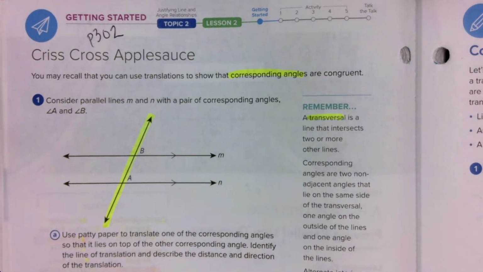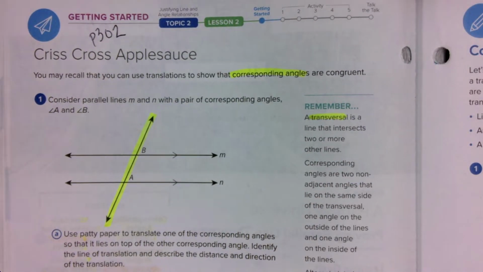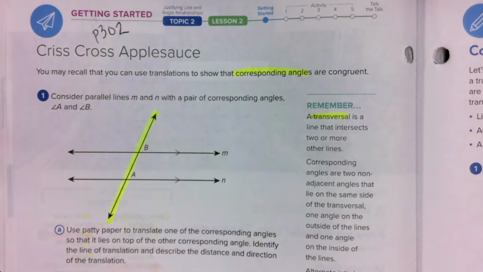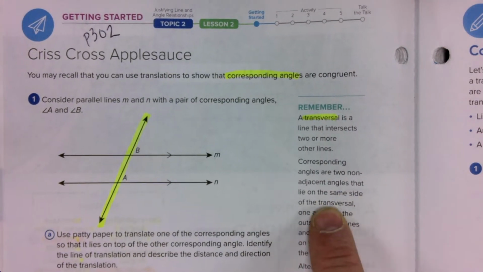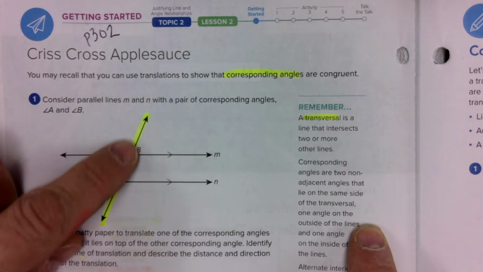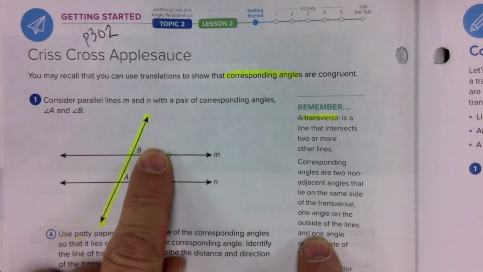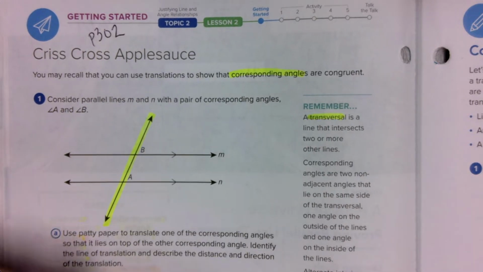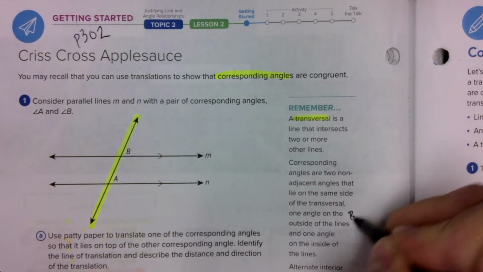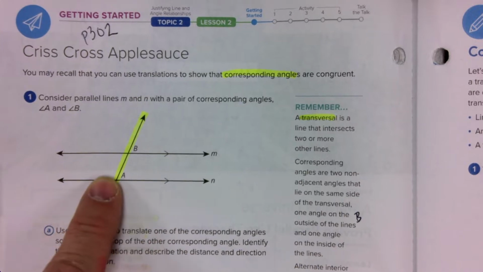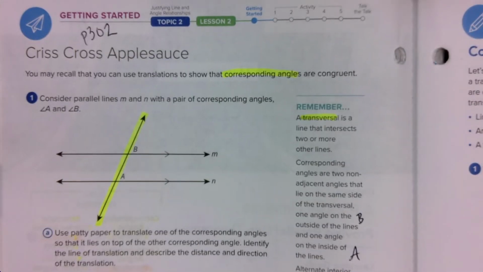Corresponding angles are two non-adjacent angles. So this is what I'm going to write down. Okay, that lie on the same side of the transversal. So these are both on the right side of the transversal. One angle on the outside, that would be B in this case. And one angle on the inside of the lines, that would be A in this case.